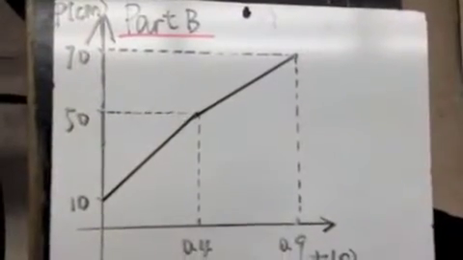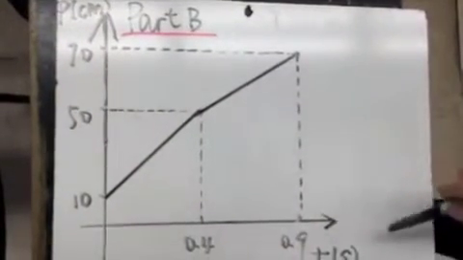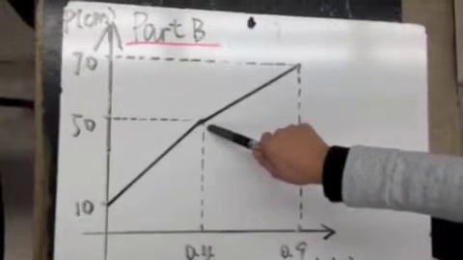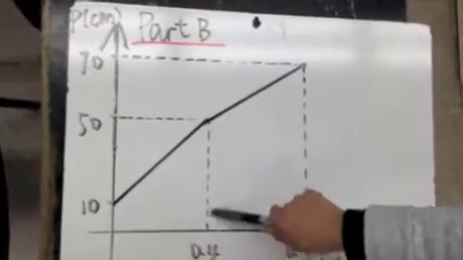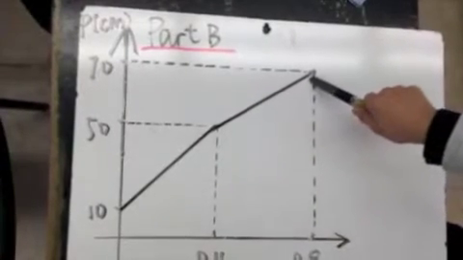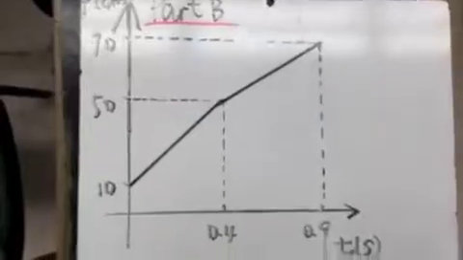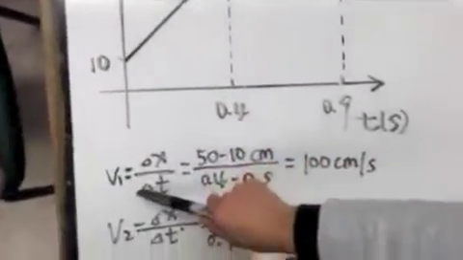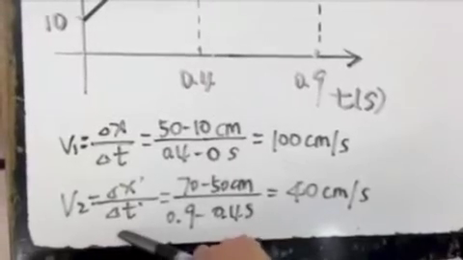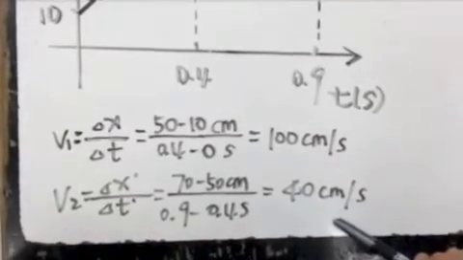So from the test, we can see the car travels fast at the beginning at a constant velocity. Then there is a kink at the time of 0.4 second, which means the sudden change of the velocity. Then the car travels slower at a constant velocity. From the graph, we can get the velocity for the first interval is 100 centimeters per second, and the velocity for the second interval is 40 centimeters per second.